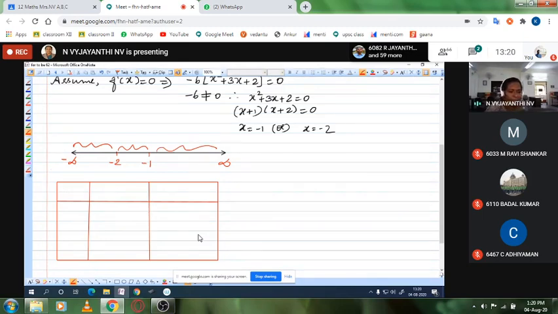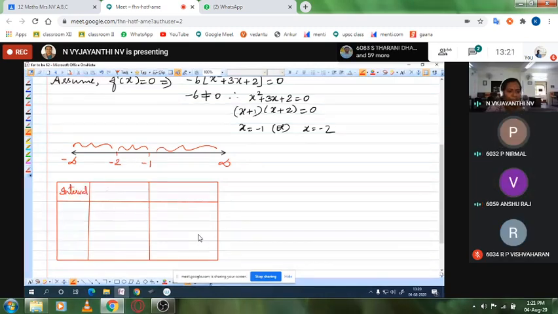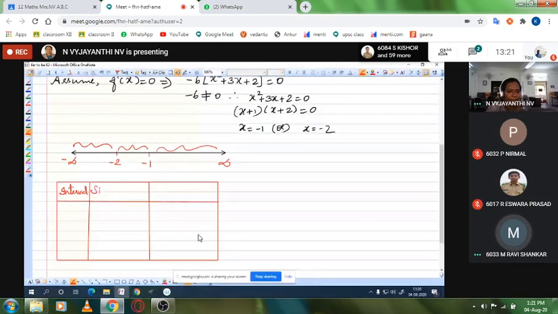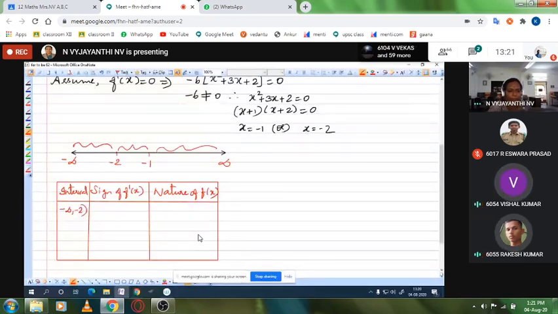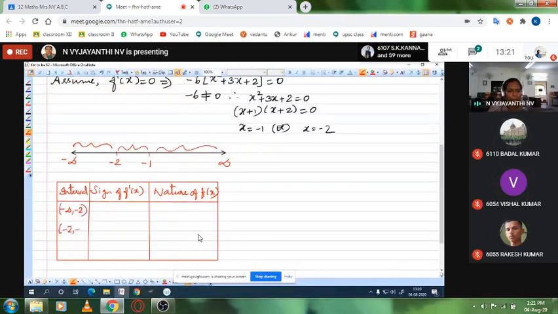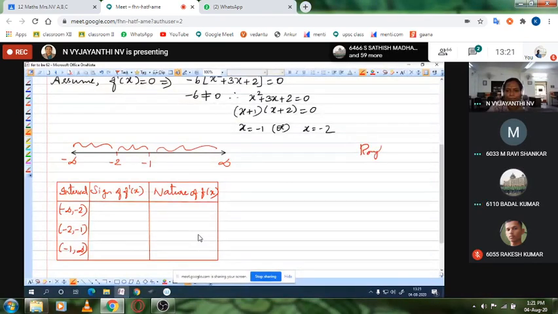So here, what is the first one? Interval, then sign of f dash x, then nature of f of x. So what is the first interval? Minus infinity to minus 2. Then minus 2 to minus 1. Then minus 1 to infinity. Shall I do the rough work here?